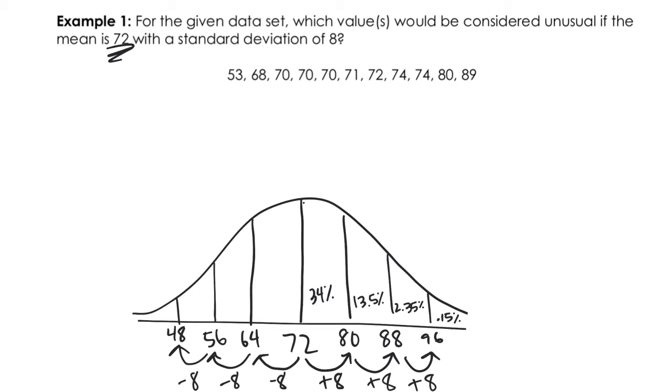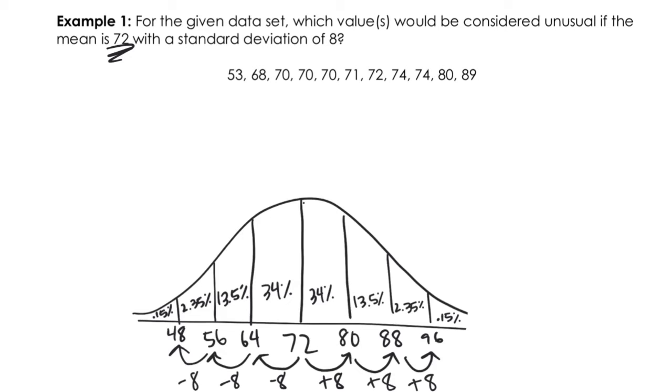So again, these percents mirror each other. So the middle 2 columns are 34%. The next 2 columns are both 13.5% of our data. The next one is 2.35%. And then that last little one is 0.15%. So this is how your bell curve is always going to look. The only thing that's going to change is your mean and your standard deviation each time.